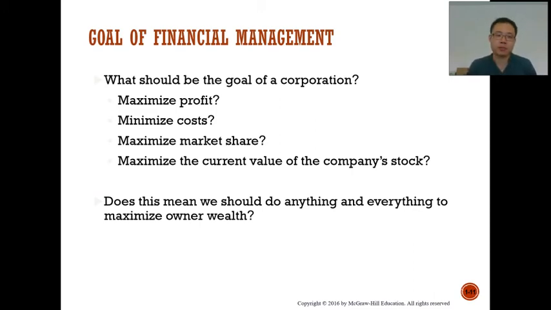If you think that the corporation's goal is to maximize profit, it doesn't mean that we should do anything and everything to maximize owner wealth. Do we want to lower the quality of our products to save the cost and enhance our profits? If you lower the quality of the product a little bit, many customers will not feel the difference, because there is an information asymmetry between you and the customer. You are the producer of your product, and you know your product the best.